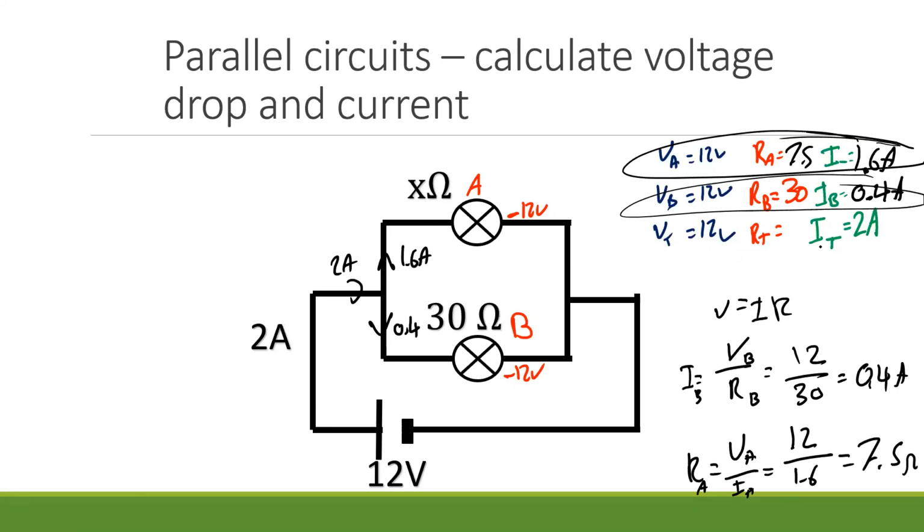And we can also use that same method to get RT. RT is going to be VT divided by IT. It's going to be 12 divided by 2, which is going to give you 6 ohms in total.